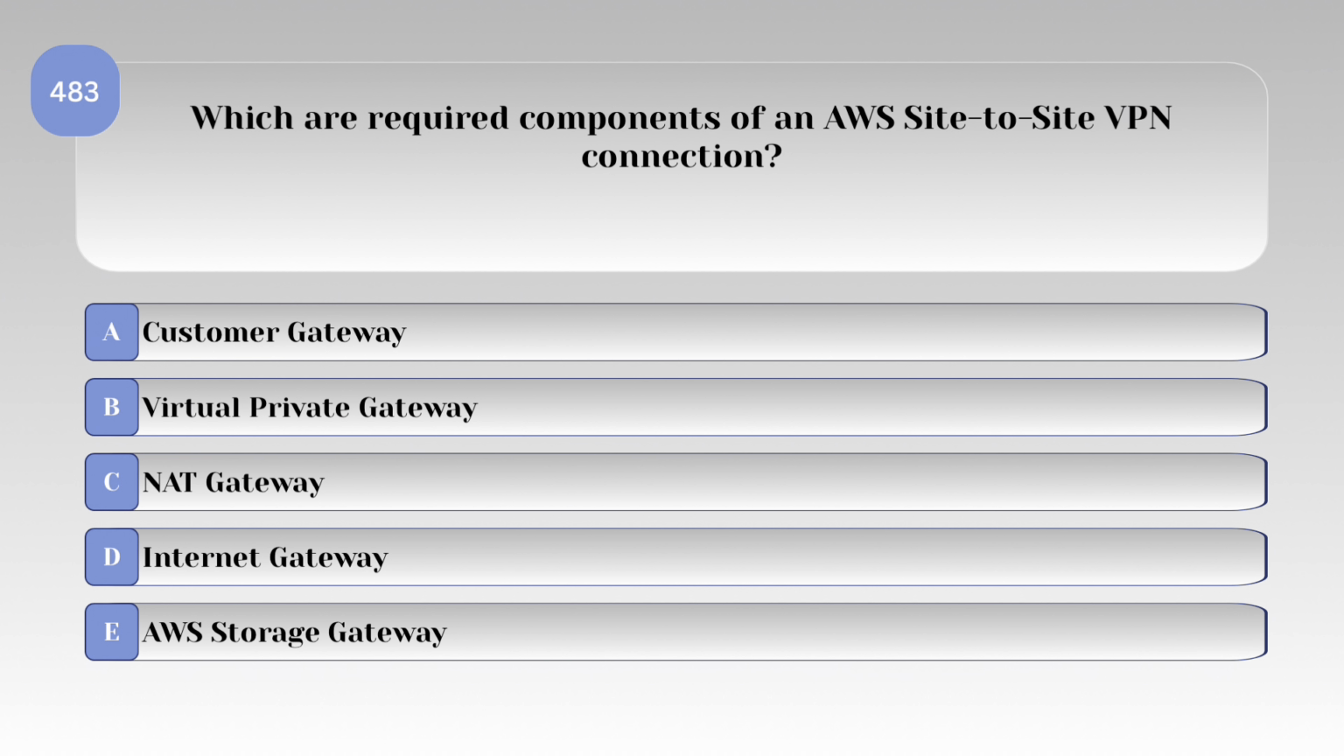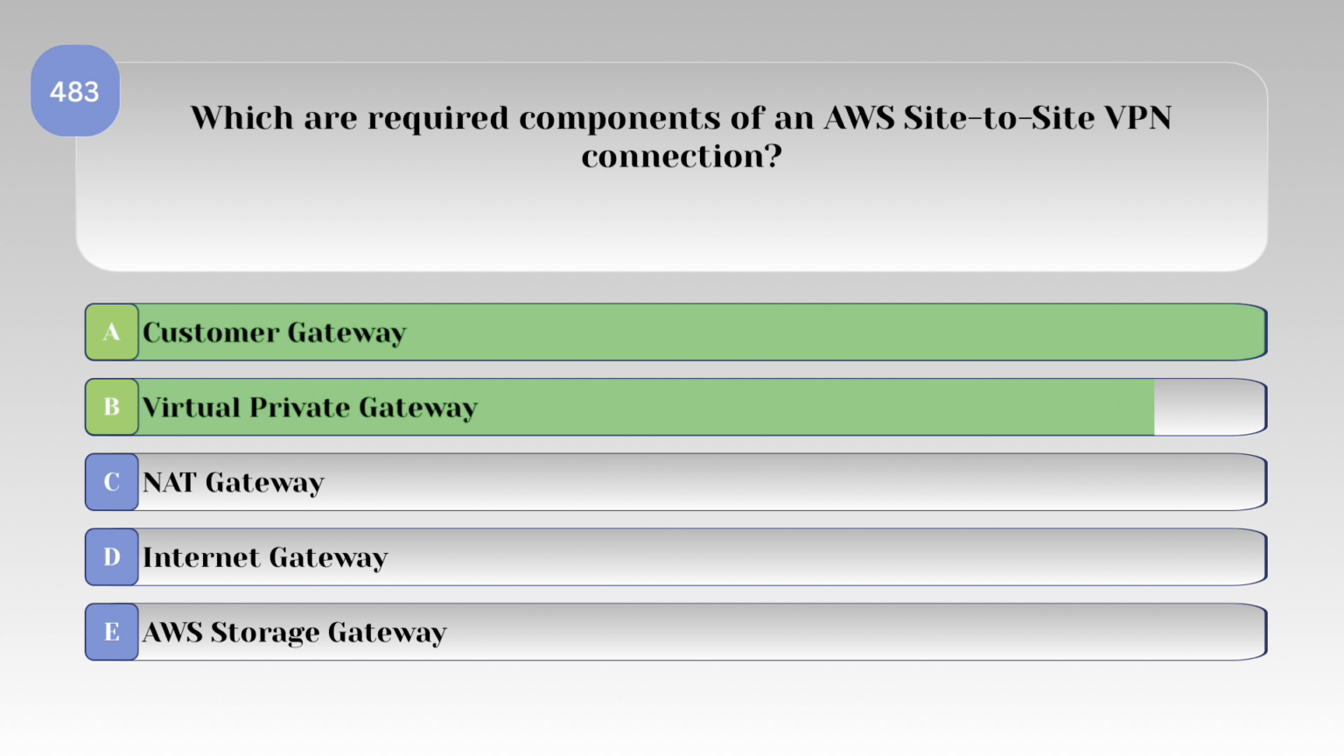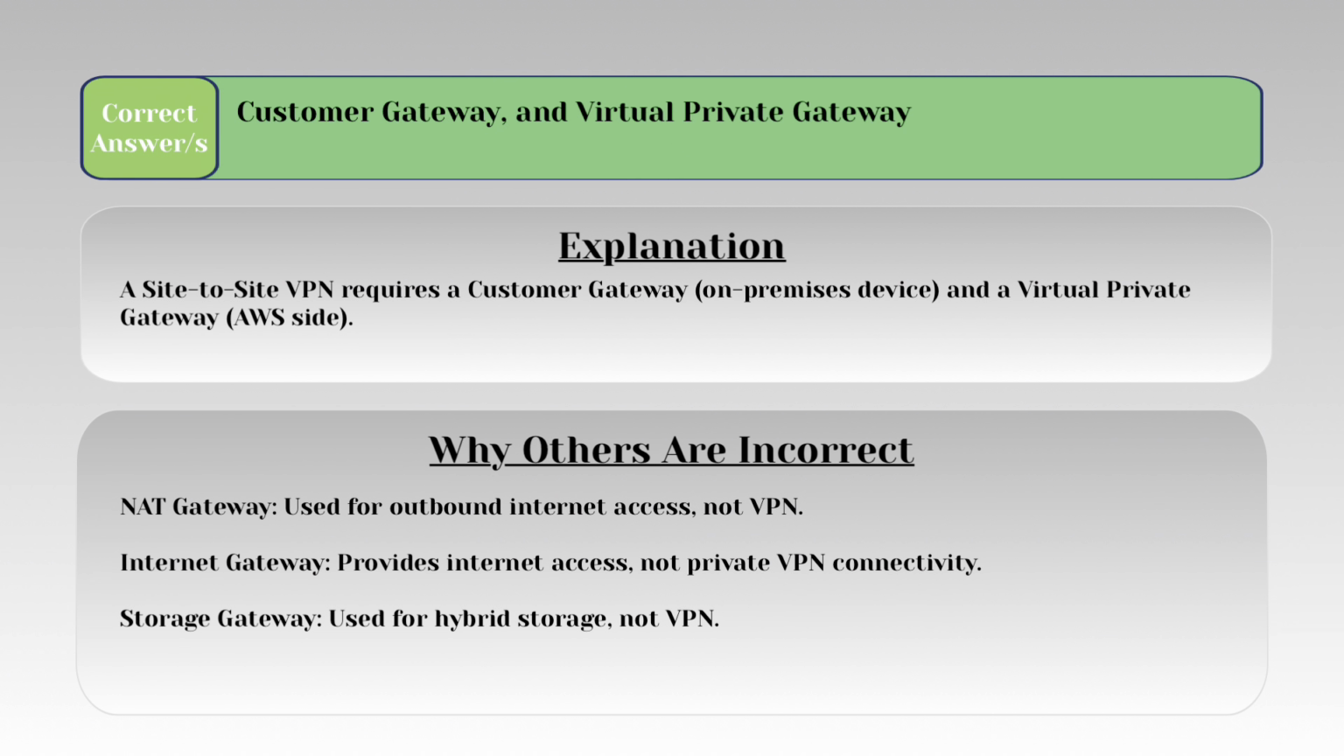Which are required components of an AWS site-to-site VPN connection? Correct answers: Customer Gateway and Virtual Private Gateway. Explanation: a site-to-site VPN requires a customer gateway, the on-premises device, and a virtual private gateway.